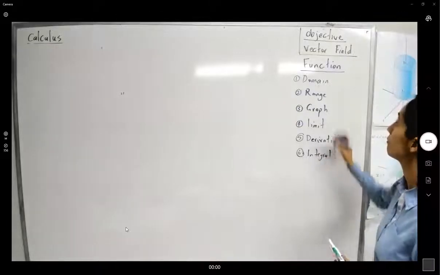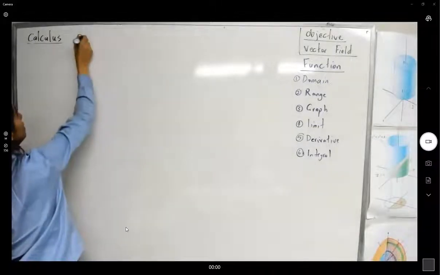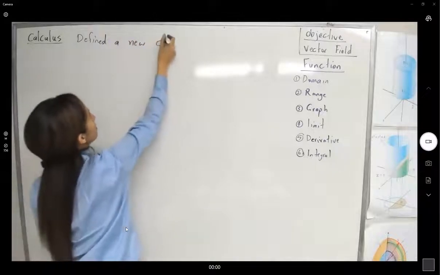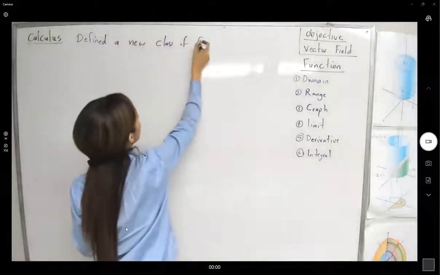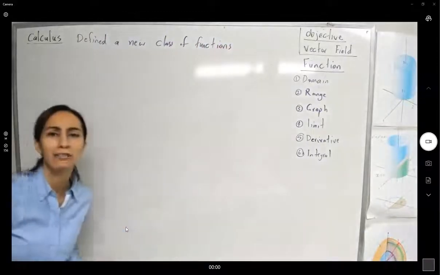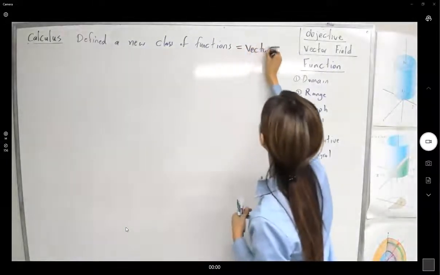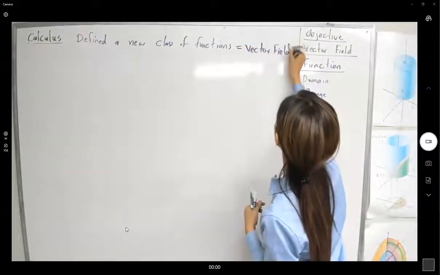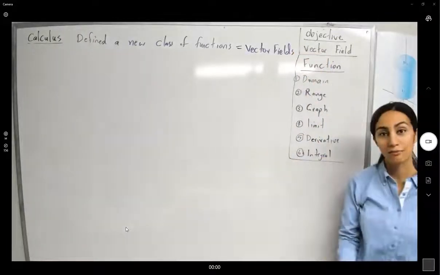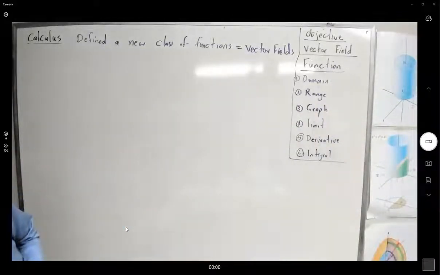So we define a new class of functions. What are those functions? Vector valued functions. Vector fields. Now we want to analyze vector fields, these functions, using the characteristics that we learned before.